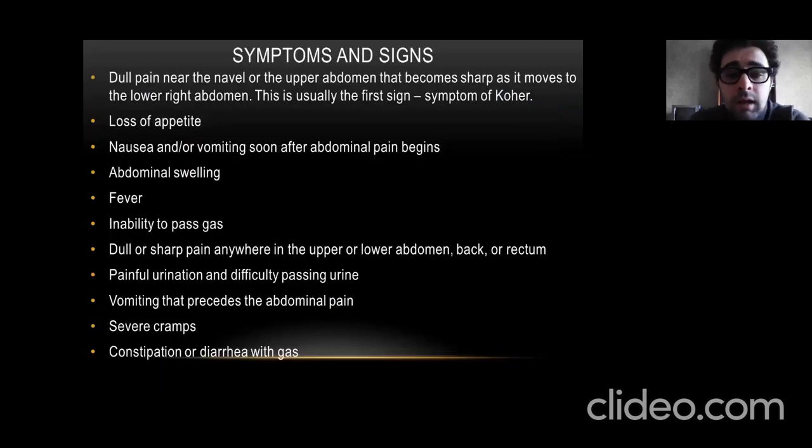Signs and symptoms. It is usually a dull pain near the navel or the upper abdomen that becomes sharp, but there are different symptoms. Usually the first sign is the symptom of Kocher. Firstly pain is in the upper abdomen, and only then pain comes to the right iliac area. But pain can be in the lower right abdomen firstly, before the symptom of Kocher. And the symptom of Kocher is not a positive symptom for our patients. There are also typical symptoms of all infectious diseases, like fever and loss of appetite.